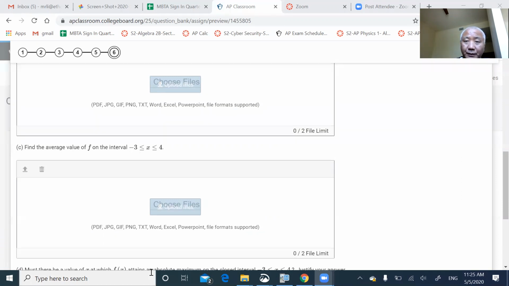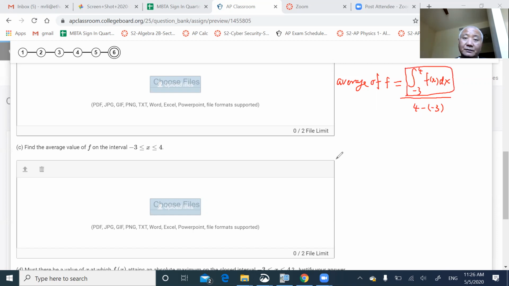When we do the average of f, it will be equal to what? Integration. Find the total value of f first. So you go from -3 to 4, f(x) dx. And then we divide it by what? 4 minus -3. This is the interval, right? So that's the definition for the average of f. So the key part for this one is, if we can find this integral, we can find the average, right?